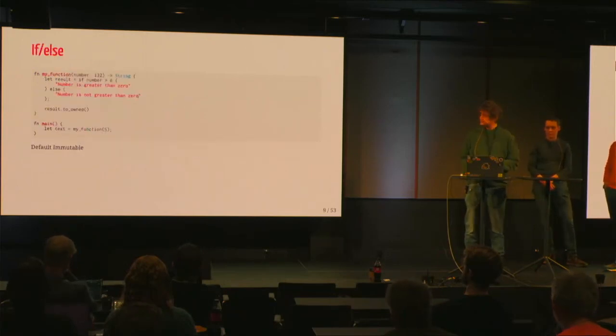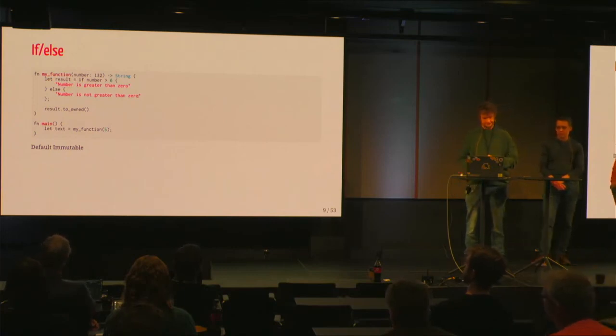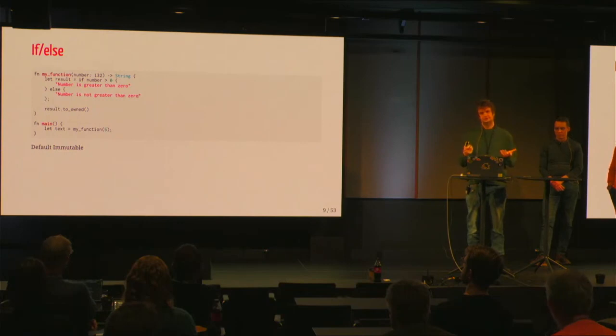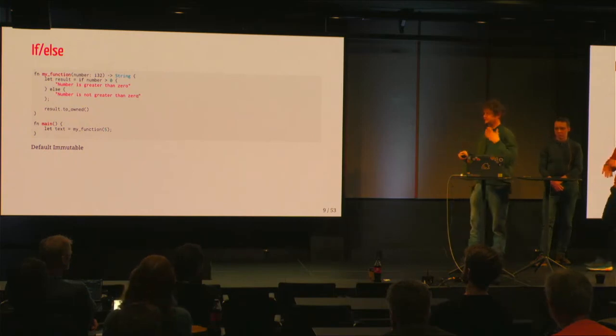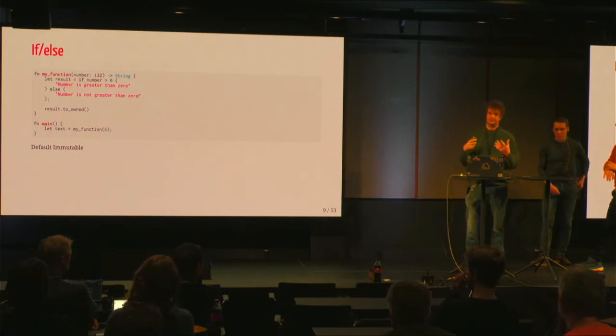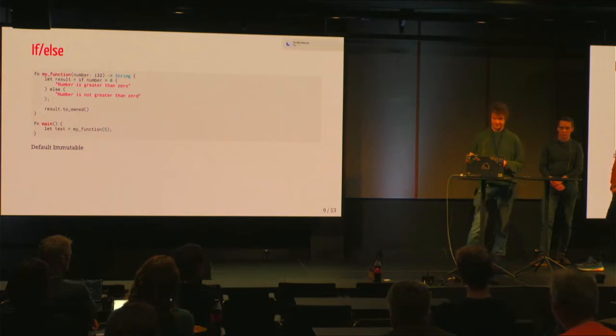If else is like this, for example. Pretty straightforward. And types in Rust are by default immutable. If you're familiar with Kotlin, for example, you have the var and val keywords, but in Rust, everything is by default immutable. So if you want to mutate a variable, then you have to explicitly declare it.